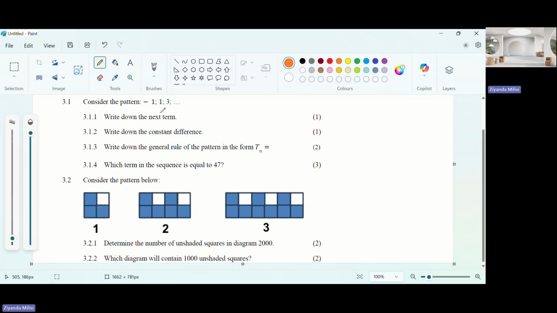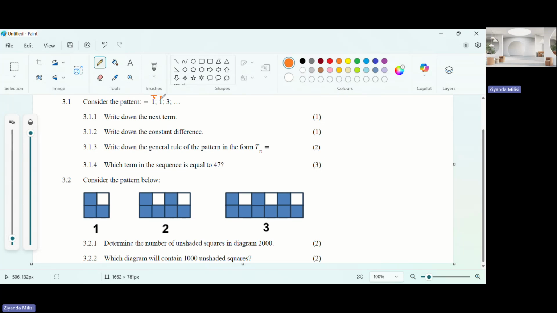All right, let's start with this question 3. Consider the pattern. You can see the pattern -1, 1, 3, etc. Write down the next term. You need to know the constant difference between all these terms.